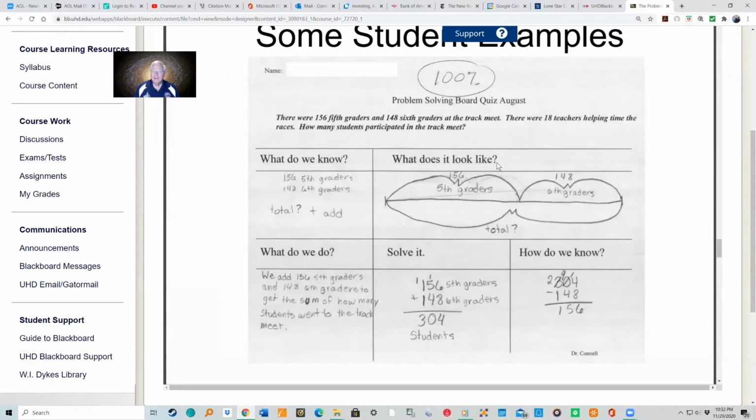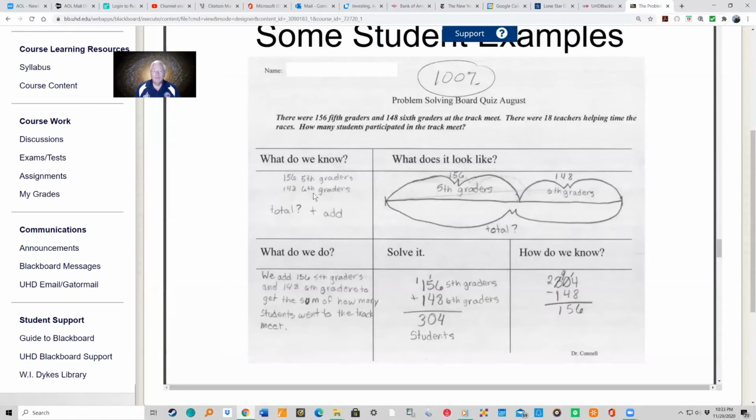Now, what does it look like? Now we're going to start seeing how this can help us identify whether you really understand what's going on or not. Could the students select a mathematical model that models the problem that's given to them? And in this case, they did. You'll see what they're using here is a modified version of a number line. And they're identifying what the fifth graders component would be, what the sixth grader component would be, and how you would show the total.